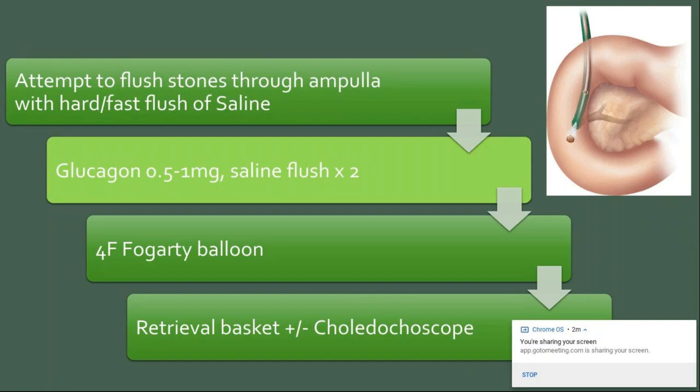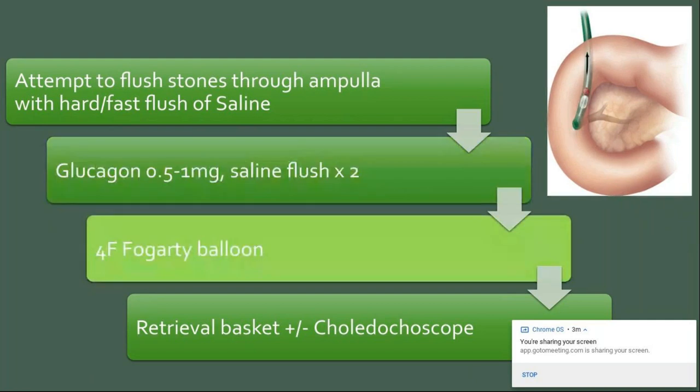you can give glucagon. Glucagon will relax the sphincter of Oddi and help facilitate the passage of those stones. Most people that I've talked to will do 1 milligram. I would warn anesthesia because you can have a hypotensive event when you give the glucagon. So if you're concerned, you can give 0.5 milligrams. And then once you give the glucagon, just constantly flush the saline to try and get those stones through once the ampulla opens. You can try this up to 2 times before you declare it futile.